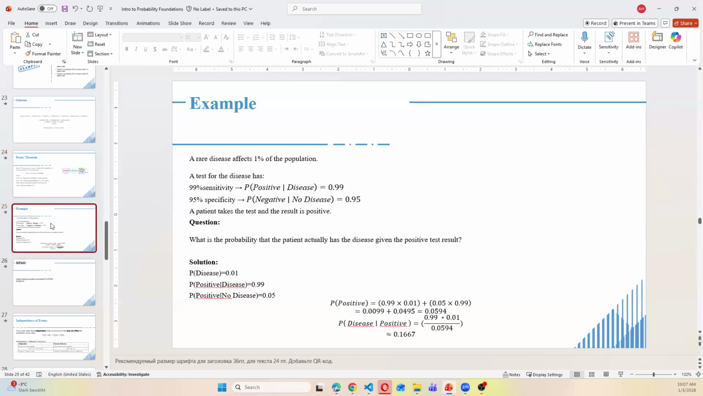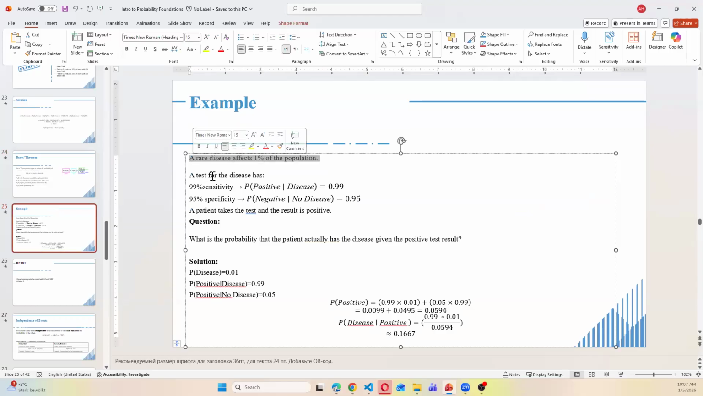So you can see an example here. A rare disease affects 1% of the population, and a test for the disease has 99% sensitivity. It means that positive given disease is 99%. Whenever a person with the disease is tested, the probability of being positive is 99%, and the probability of being negative when there is no disease is 0.095. A patient takes the test and the result is positive. What's the probability that the patient actually has the disease given the positive test result?